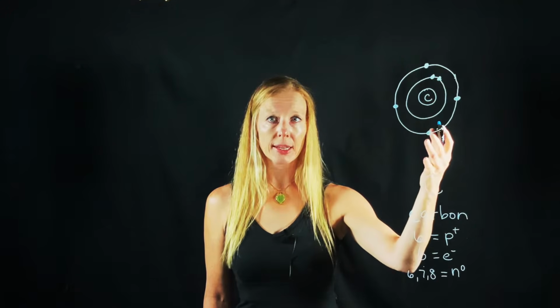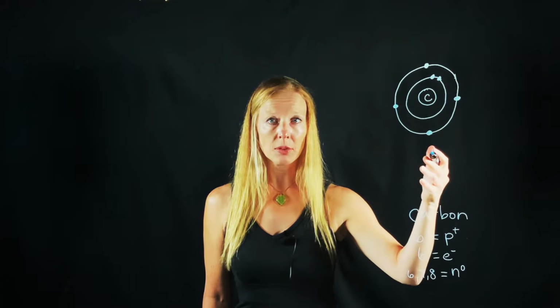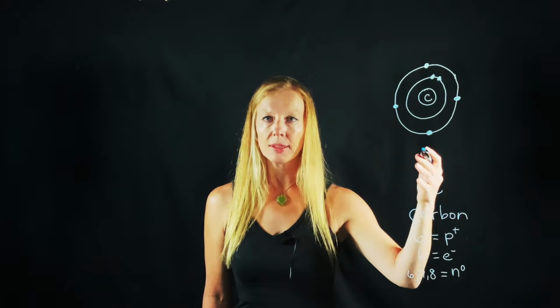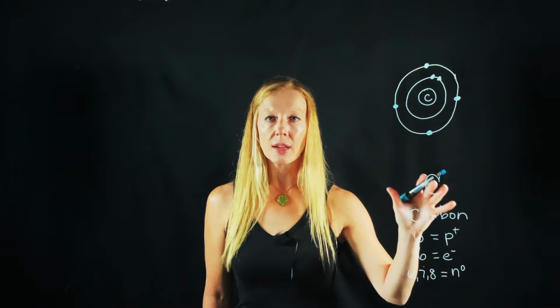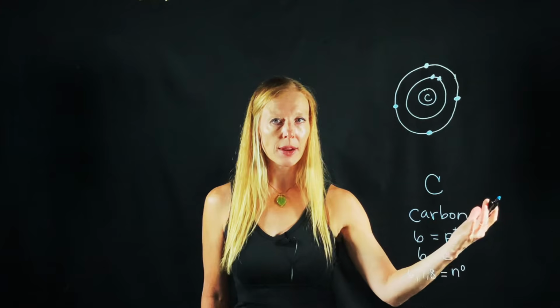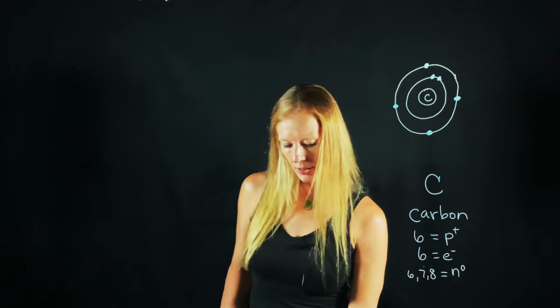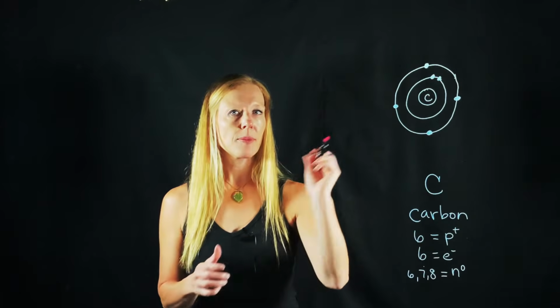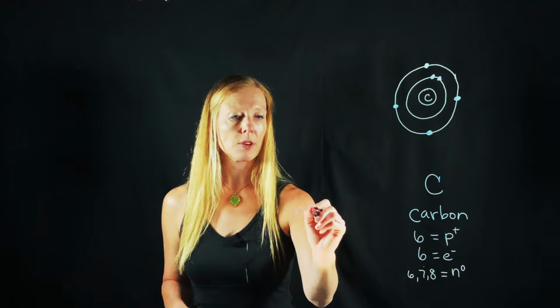Okay, so we're looking at carbon here. The outer shell can hold 8 electrons, but it only has 4. So is carbon happy? Is it stable in this configuration? Absolutely not. Carbon is not stable. It wants to react with other atoms in order to fill out that outer shell. Let's look at our other 3 elements that are super important for life.